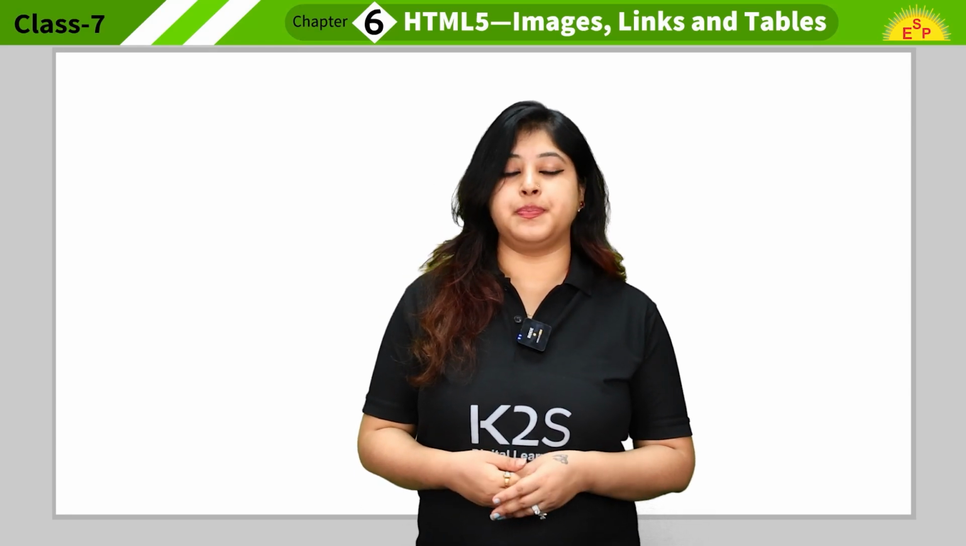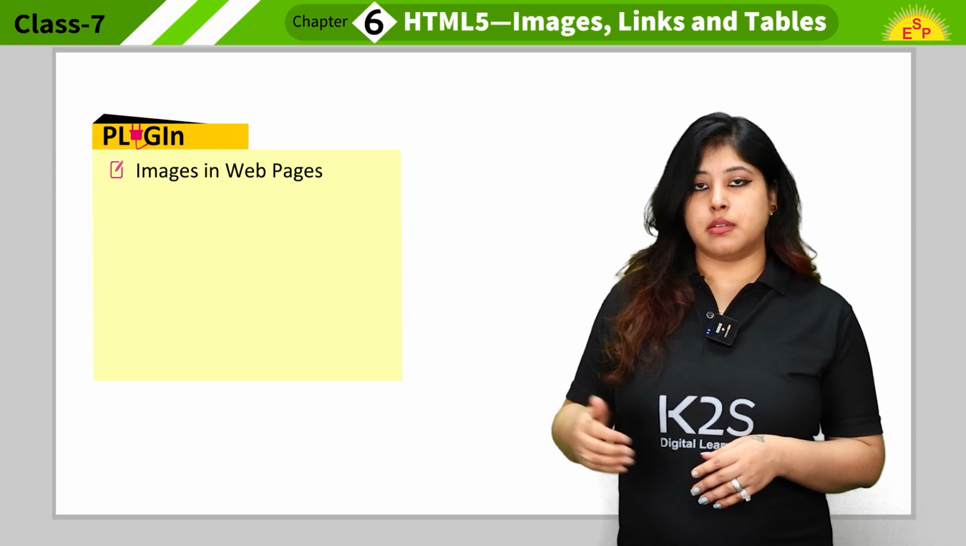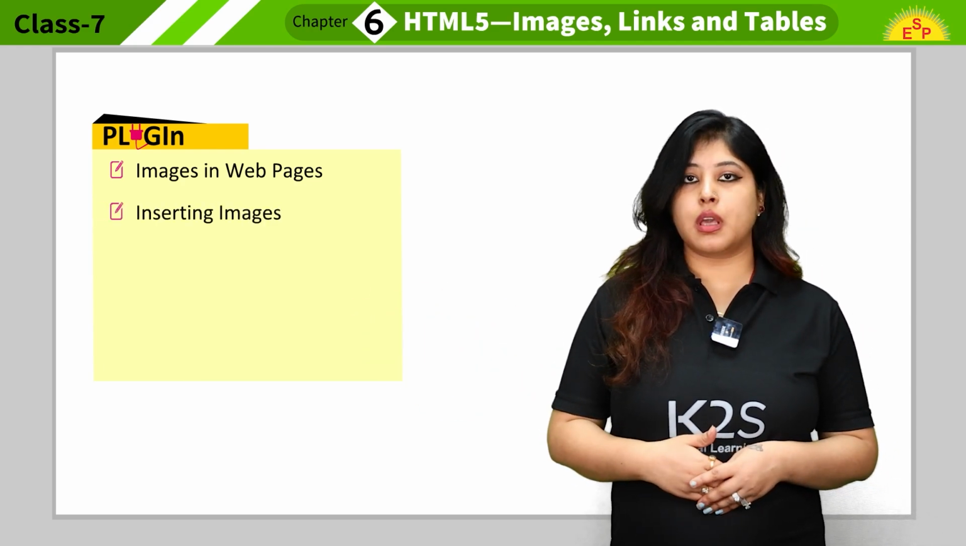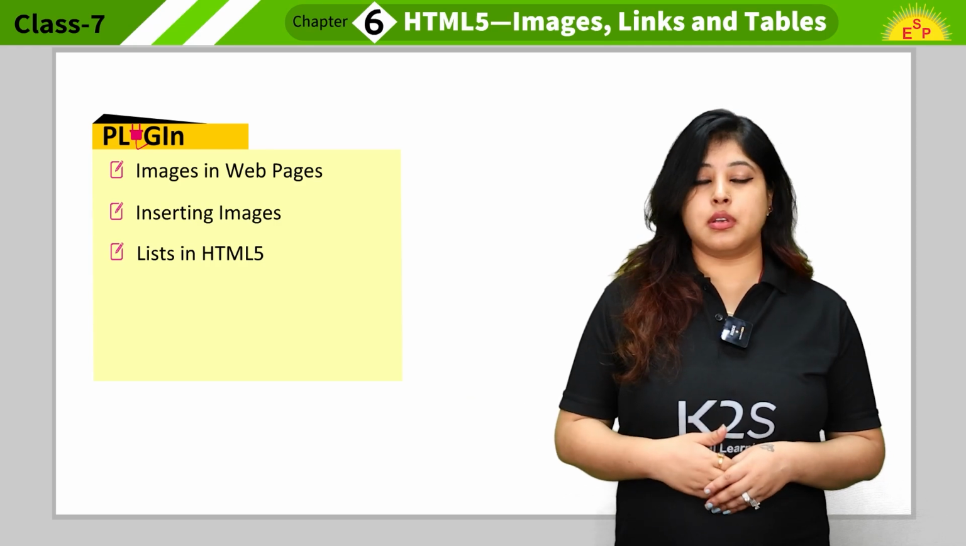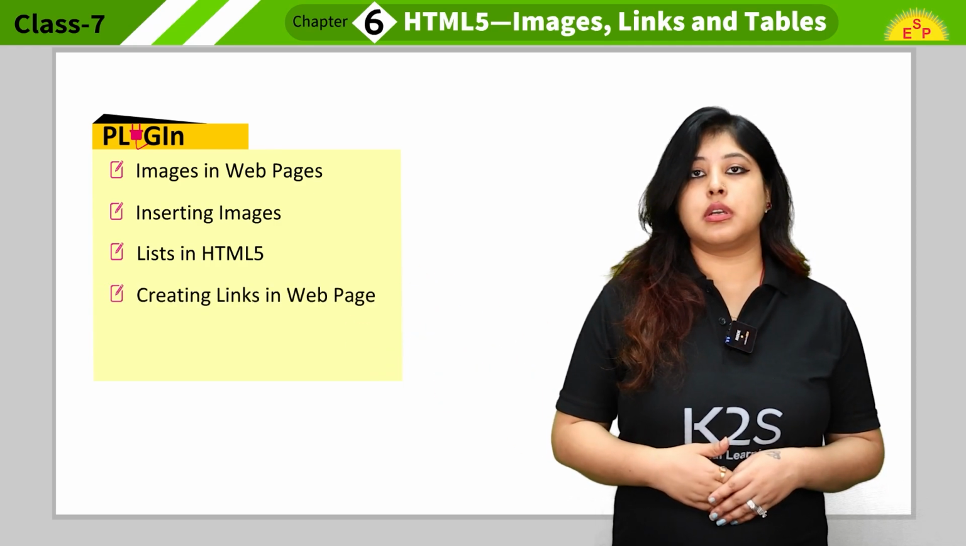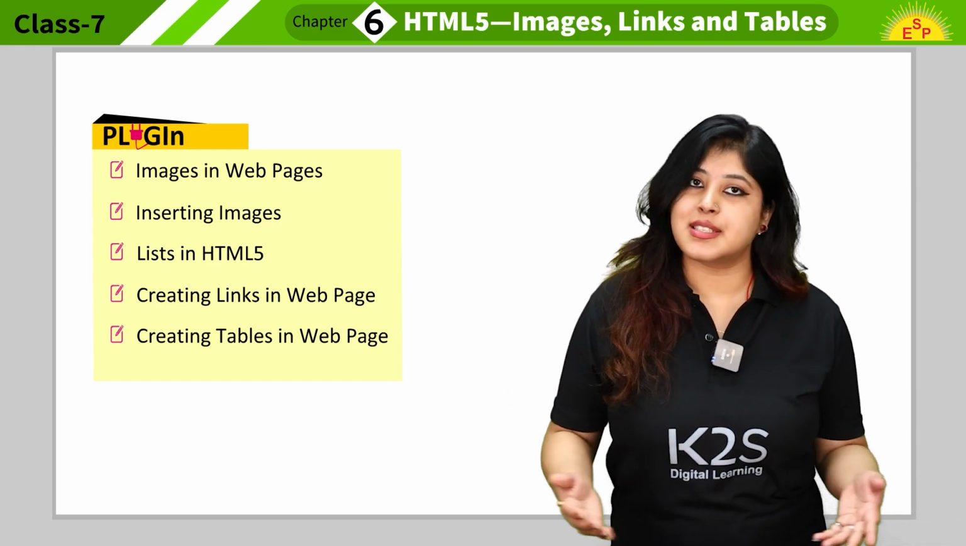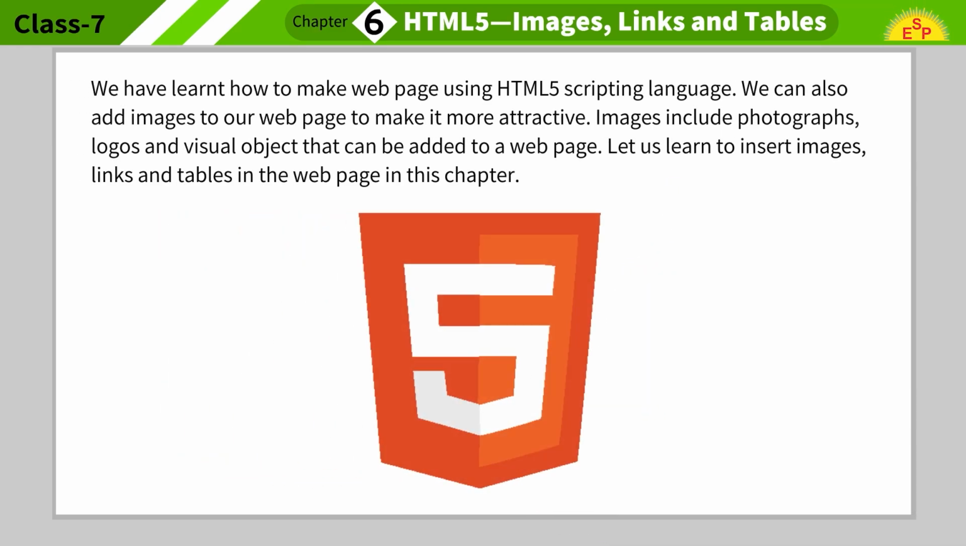Let's plug in the chapter. Images in web pages, inserting images, lists in HTML5, creating links in a web page, creating tables in a web page. Let's just start the chapter. We have learned how to make a web page using the HTML5 scripting language. We can also add images to our web page to make it more attractive. Images include photographs, logos and visual objects that can be added to a web page. Let us learn to insert images, links and tables in the web page in this chapter.